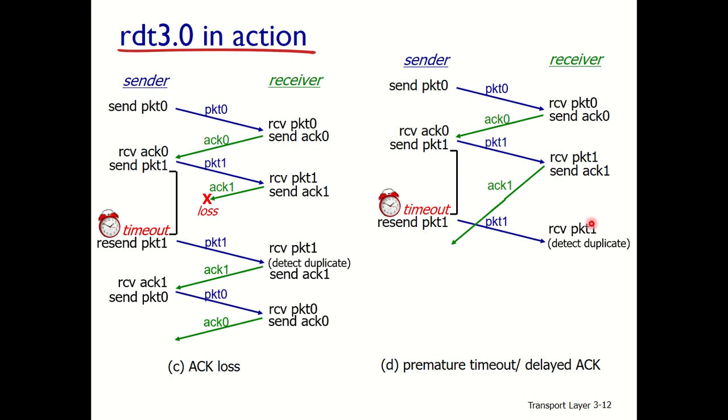Okay, so here packet 1 is received as a duplicate. How does the receiver detect that this packet is a duplicate? Through the sequence number. Packet 1 is received twice, so it is a duplicate. Duplicate means that this packet will be discarded. It will not be delivered to the application layer.